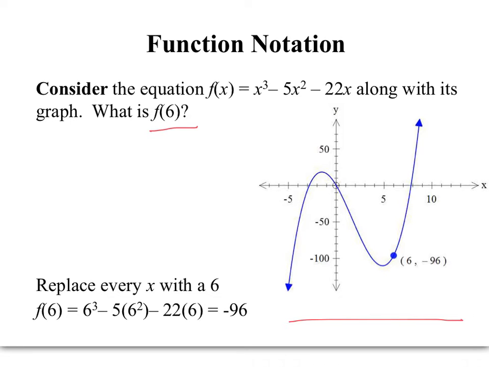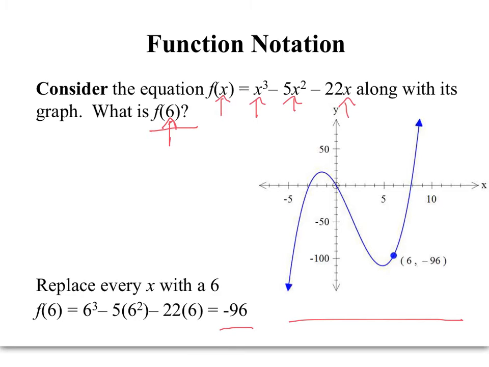So what the notation means when I have the 6 following, the 6 is there in place of the x, and it's a function of x. So what that says is you replace every x up here, all 3 of them, well, 4 if you count the one in the f of x part, but all 3 in the right-hand side of that equation, you replace all of those with 6. So you get 6 cubed minus 5 times 6 squared minus 22 times 6. And when you put all that in, you get minus 96.